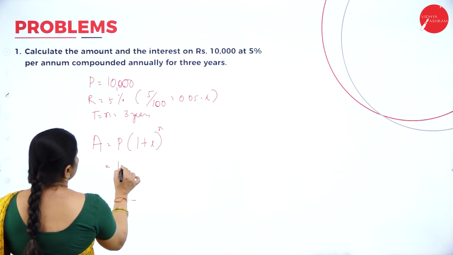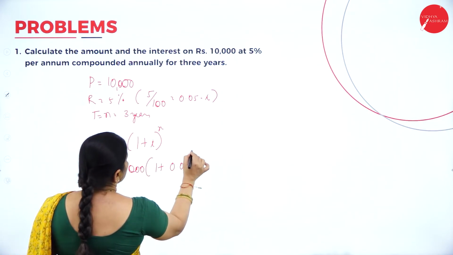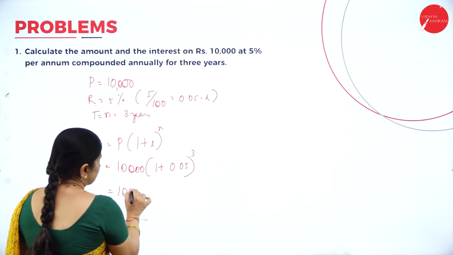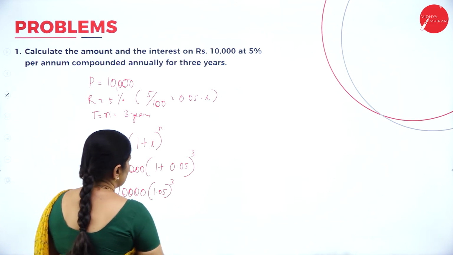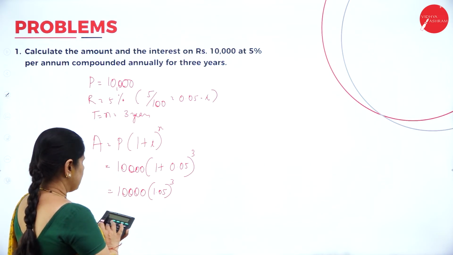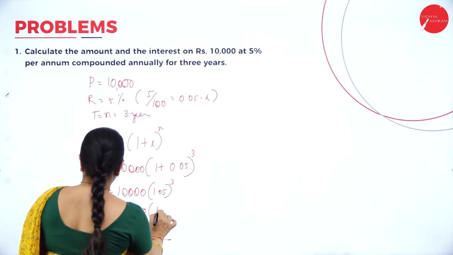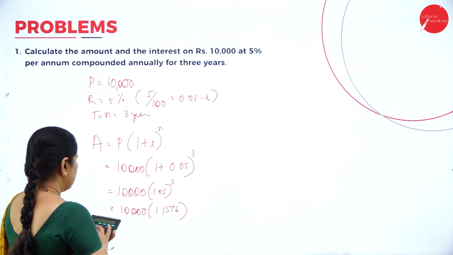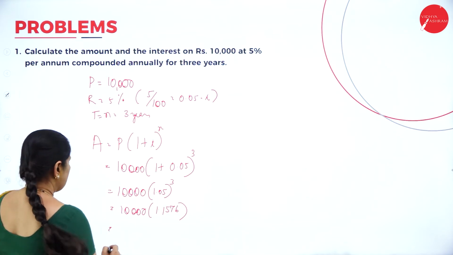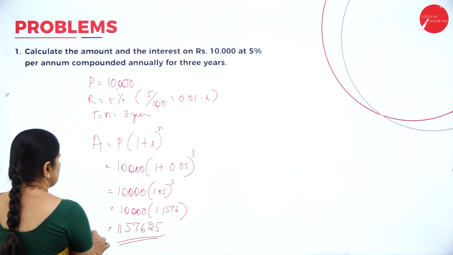So this will be equal to 10,000 into (1 plus 0.05) to the power of 3. Now, how do we calculate this? 10,000 into 1.05 to the power 3. So, how do I do this? 1.05 into 1.05 into 1.05. So, this will be equal to 10,000 into 1.1576. When we multiply this by 10,000, I get 11,576.25. So, this is the amount.